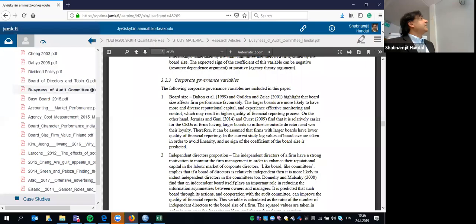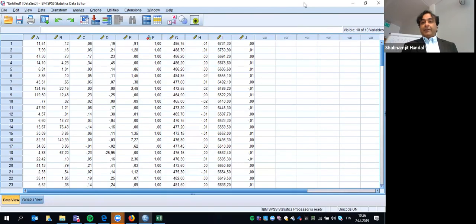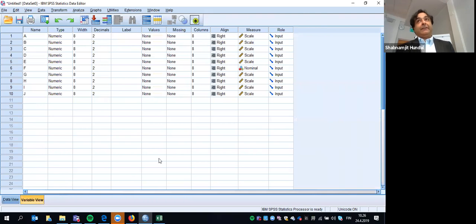Okay, so now we come back to the real show, the real fun. And as I think you remember, we have a list of variables, and the data view is where you can see the data, and the variable view is where you can see the variables. Now, before you start performing analysis, I give you some suggestions.